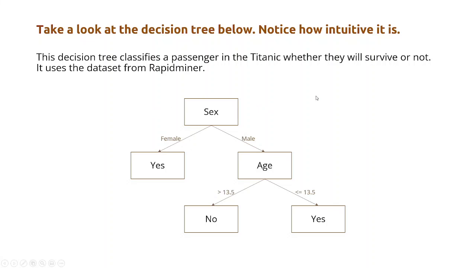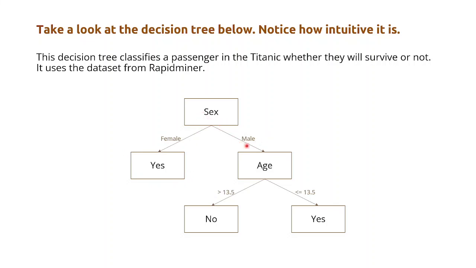So here, this decision tree classifies whether a person will survive or will not survive the Titanic. As you can see here, if a person is female, she can survive. So if the sex is female, then yes, survive. Because if we recall the Titanic incident, they prioritized the women in boarding the lifeboats, right?